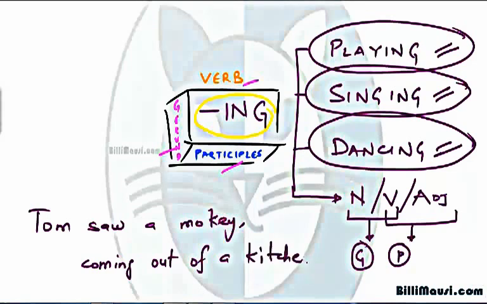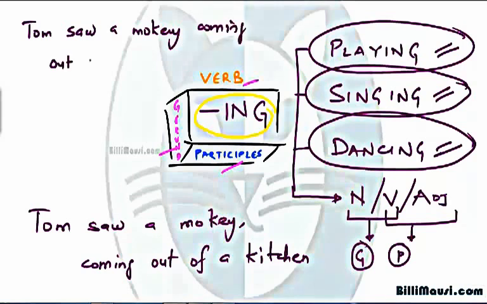Okay, and let me rewrite this here. Tom saw a monkey, coming out of a kitchen. These are similar sentences but not the same. What is the difference? There is one small difference, that is the placement of this particular comma here.